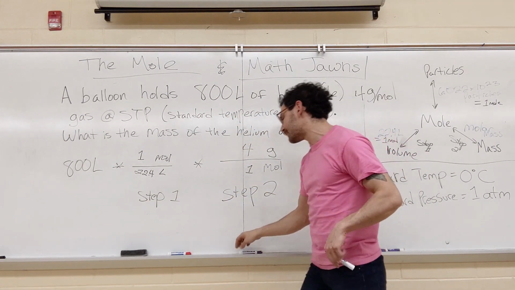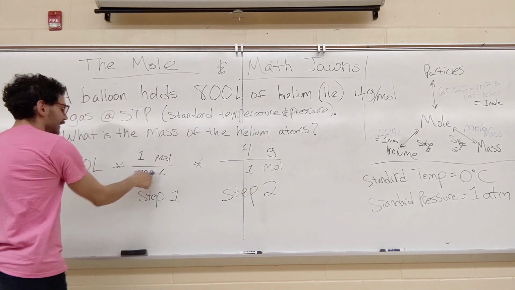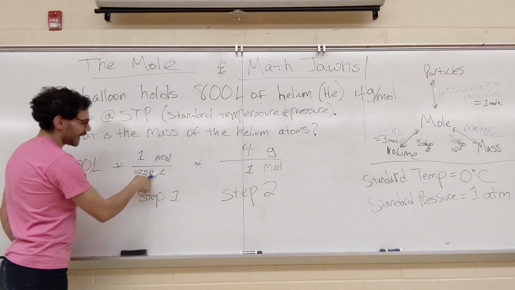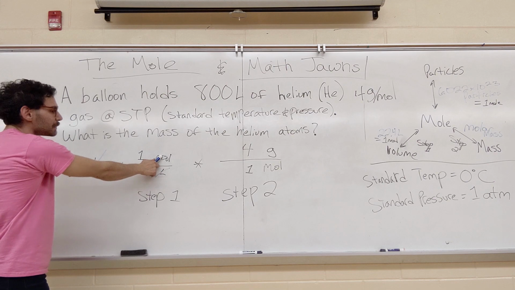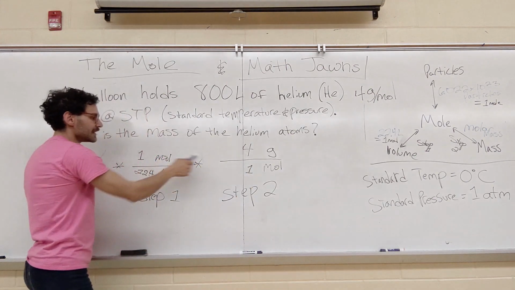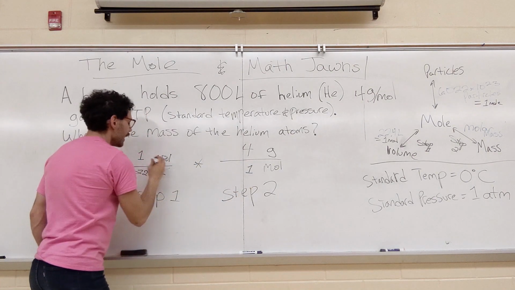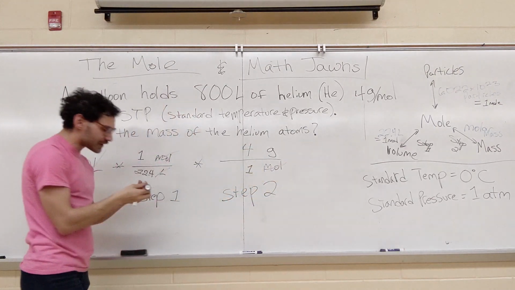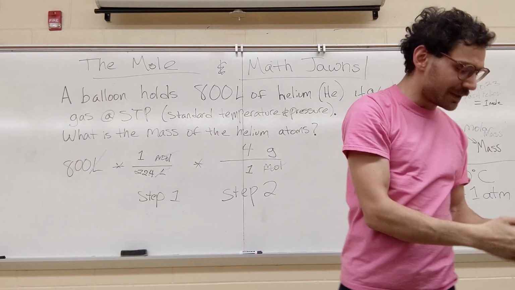And what's going to happen when we do that? What's going to happen with the liters? They're going to get canceled out by these liters, because we're dividing here. And then we'll have moles, but these moles are going to get canceled out by these moles, because we're doing some division here. And so we're left with just units of grams. And what does that come out to?